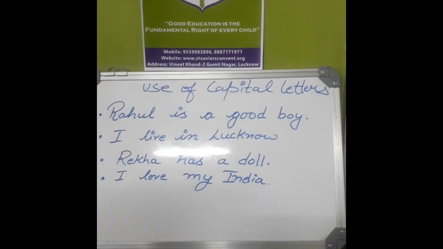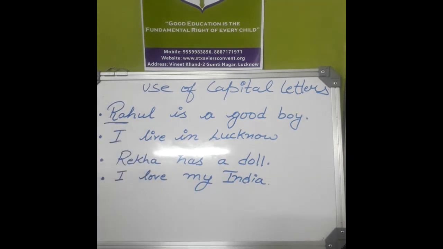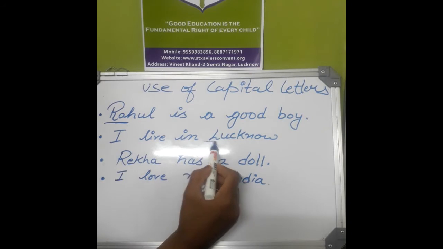Now see more examples of a person or a place. First example, Rahul is a good boy. In the first sentence, Rahul is the name of a person. That's why we are using a capital letter here. Now the second sentence is, I live in Lucknow. Lucknow is a place. Okay.